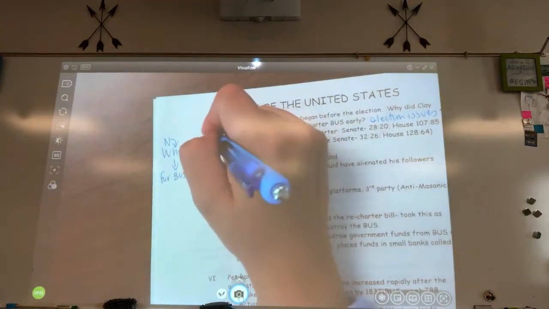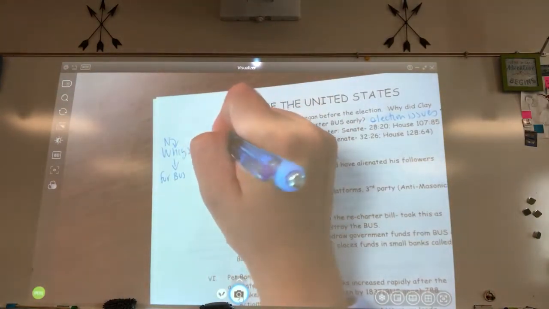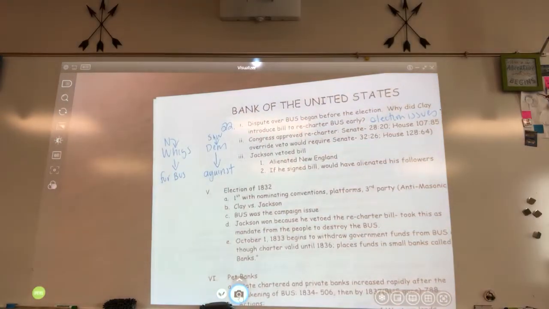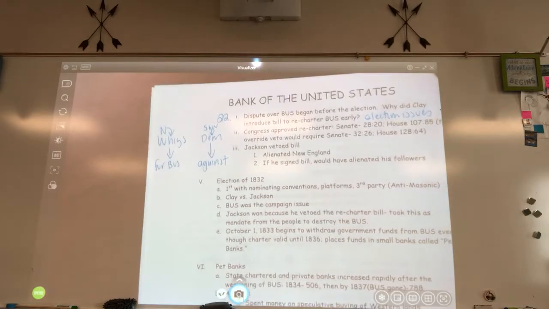And our Democrats are in what? South and west. Okay, so it's going to go through Congress. And Congress, it'll pass in the Senate and it'll pass in the House. Now it goes to Jackson. And Jackson's looking at this and he hates the bank, right? Bad experiences.